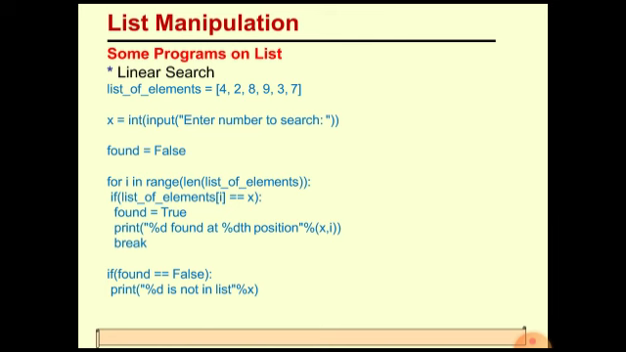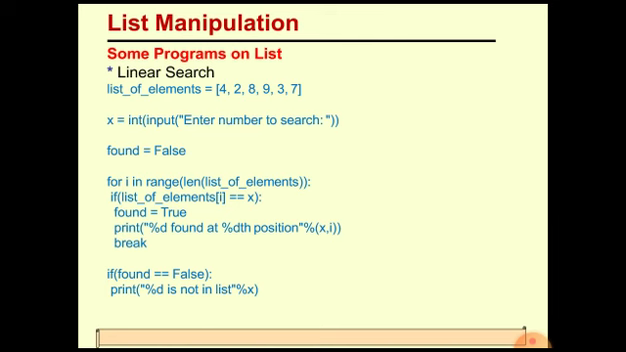So you can see how we are doing this program here. We have first created a list named list of elements, where we have used these 6 values: 4, 2, 8, 9, 3, 7. And in the variable X we take input from the user of the value which we want to search. Using the input function, we input the value with the prompt "Enter number to search". Here the user will input the number, which is an integer value.